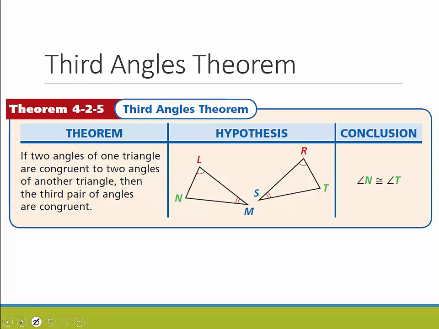Last theorem that we need to learn today. It's called the third angle theorem. And it says if two angles of one triangle are congruent to two angles of another triangle, then the third pair of angles has to be congruent, because both triangles have to add to 180 degrees. So if you know this and this are congruent, and these two are congruent, then the only possibility for angle N and angle T is for those to be congruent as well.